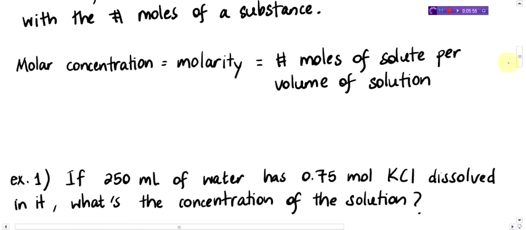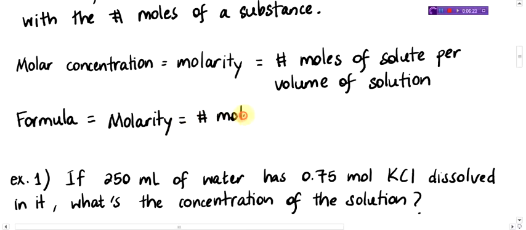So we can do some calculations in looking at what the concentration of a particular solution is if we know the moles of the solute or the mass of the solute and the volume of the solvent. So our formula that we'll be using is molarity is equal to number of moles over volume, which can be abbreviated using the following symbols, where C stands for molarity or concentration, N stands for number of moles, and V stands for volume.